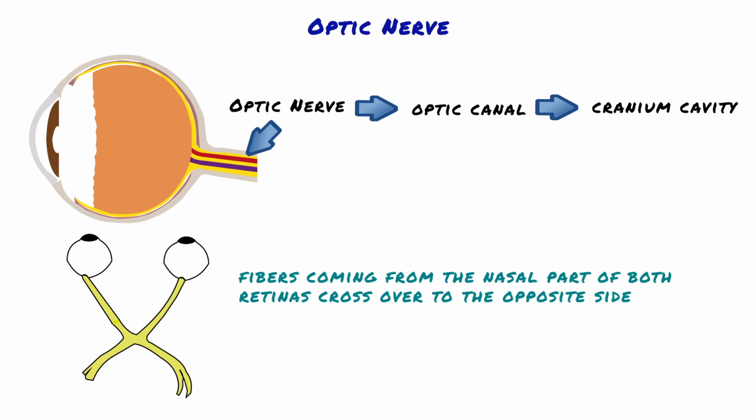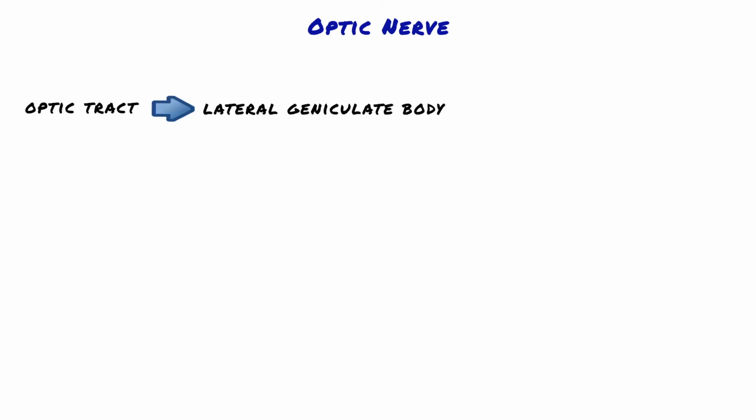Thus, the fibers coming from the nasal retina of the eye on one side and the temporal retina of the other eye join and form the optic tract. Most of the fibers in optic tract synapse in the lateral geniculate body. The lateral geniculate body sends the impulses received from the retina via optic tract to the visual center of the occipital lobe by optic radiation.